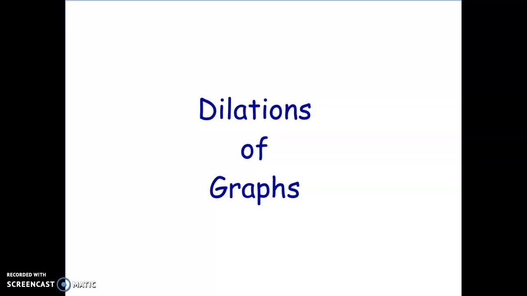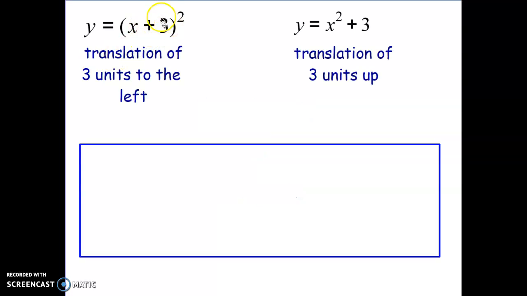In this video, we are going to continue our discussion of transformations of graphs, and we're going to be focusing on dilations. So we've already talked about what happens when we add or subtract a number on the inside of a graph, or we add or subtract a number on the outside of the graph, and both of those were translations. They are just shifting the location of the graph, but they don't change the size or the shape.